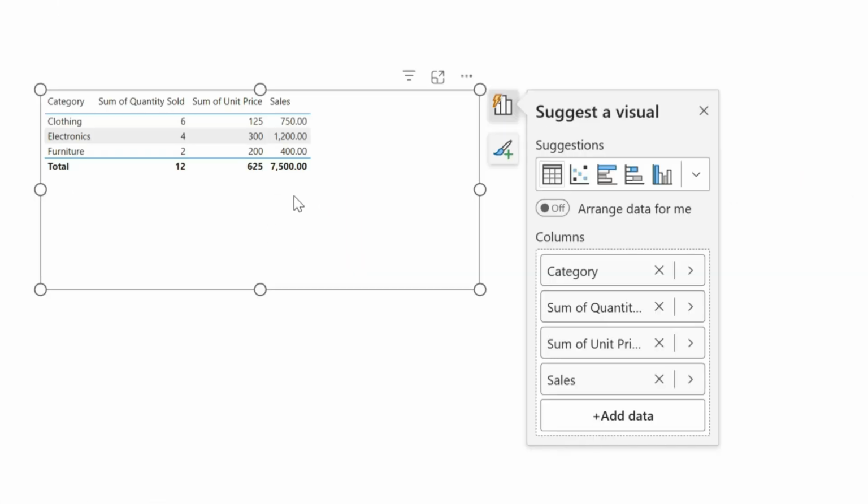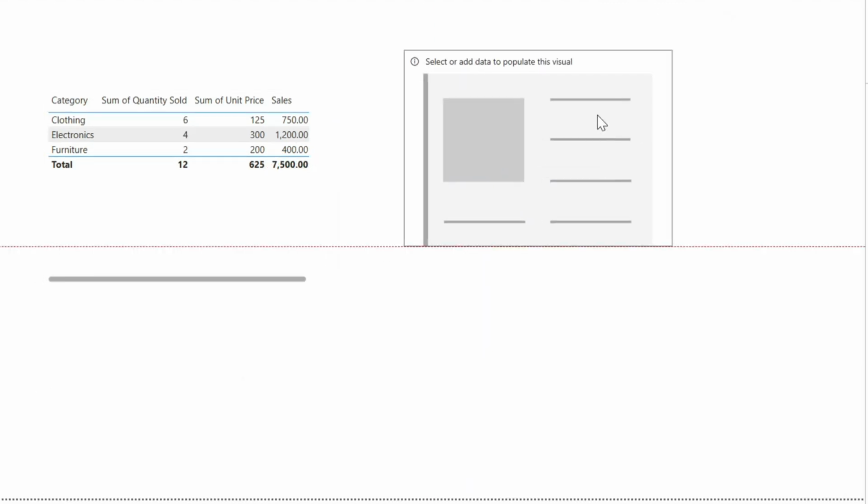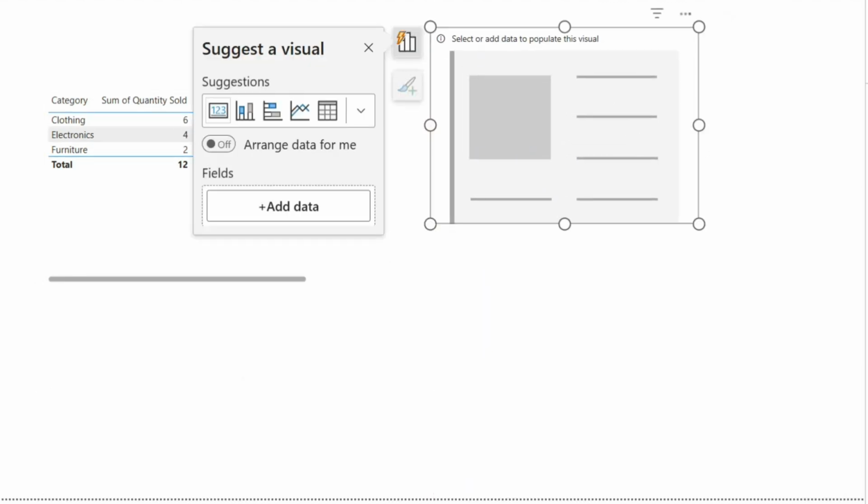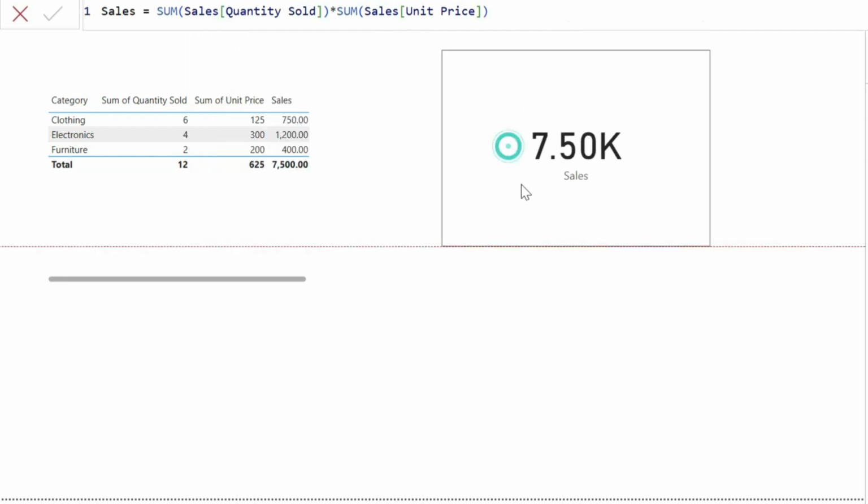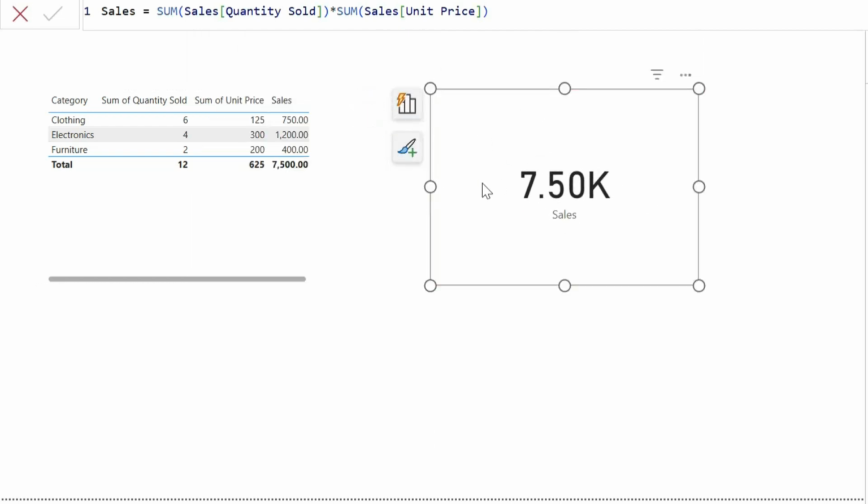Closing 125. Now the answer is correct. Sales amount correct, electronics is correct, furniture correct, but total is wrong, because in total it multiplies 12 by 625. In total we see the wrong answer.